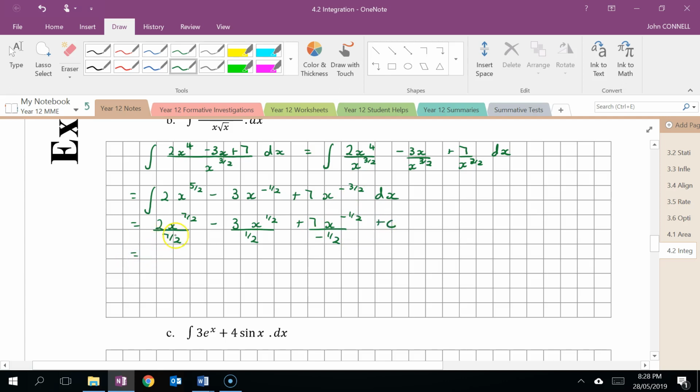Okay, so when I divide by a fraction, I multiply by it inverted. So it'll be 2 on 7 times 2x to the power of 7 on 2, so it'll be 4 on 7 x to the power of 7 on 2. Dividing by half is the same as multiplying by 2, so I'll get 6x to the half. And here I'll be multiplying by minus 2, so it'll be minus 14x to the minus a half plus c. We could do some more simplification work, but that's fine for the moment.